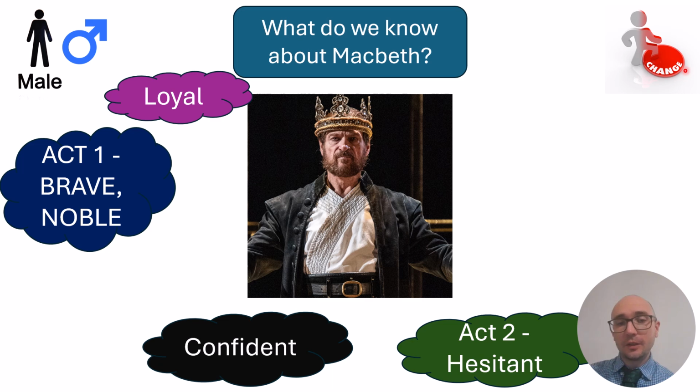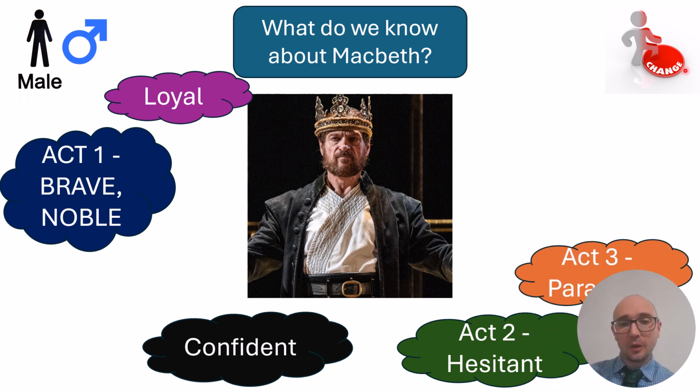But equally, he's conflicted between being loyal. Sorry, my video's blocking that there, but that says paranoid in Act 3. He starts to become paranoid after the murder. Remember his dinner party scene? He starts to have hallucinations. He does start to become paranoid that people are out to get him. And that progresses as well when he starts to worry about the forest marching on him.